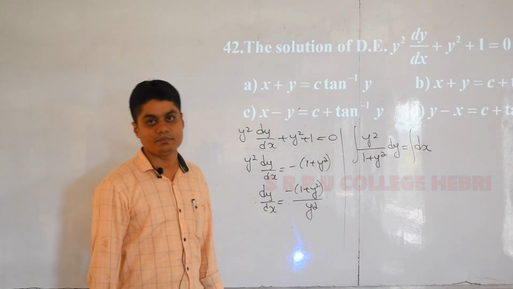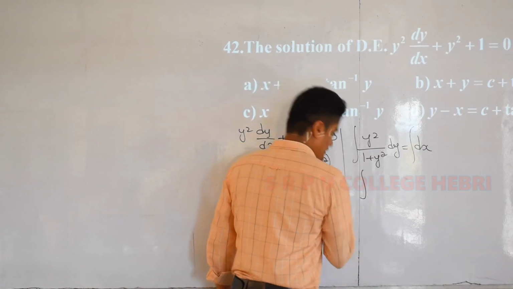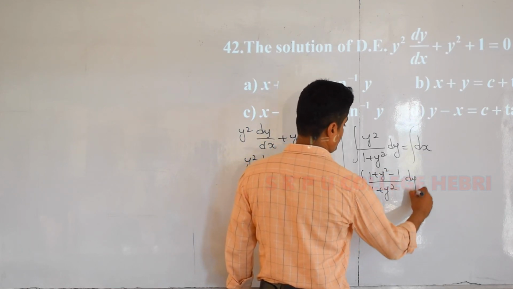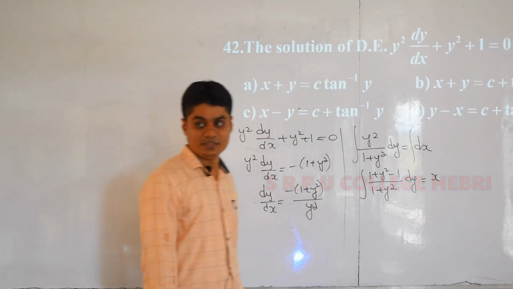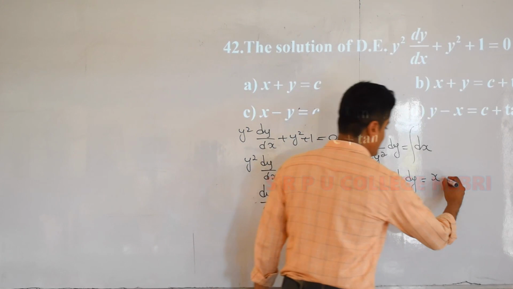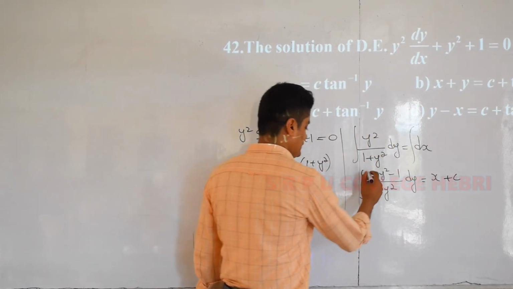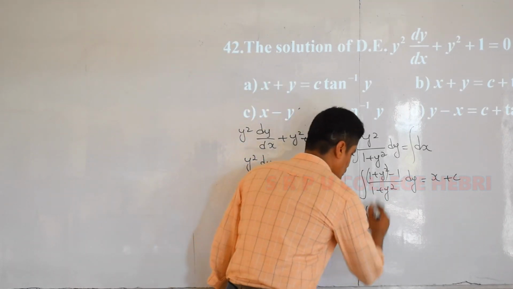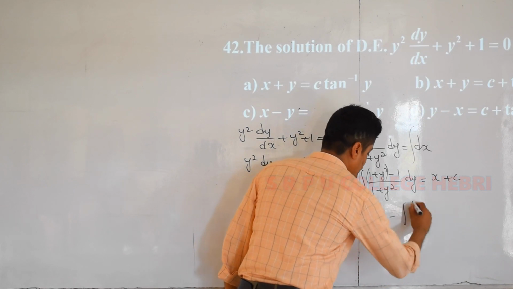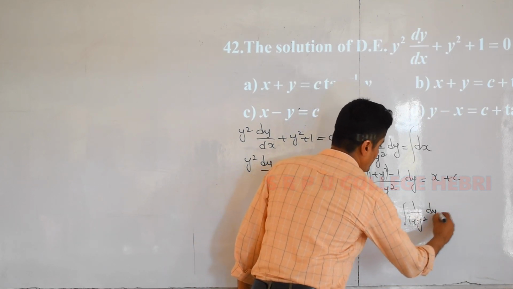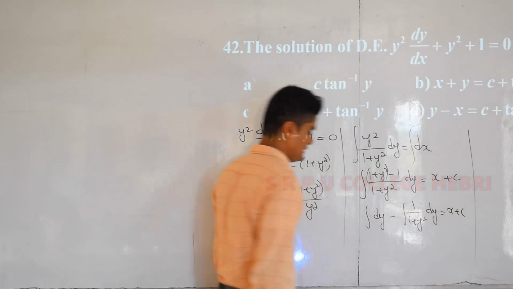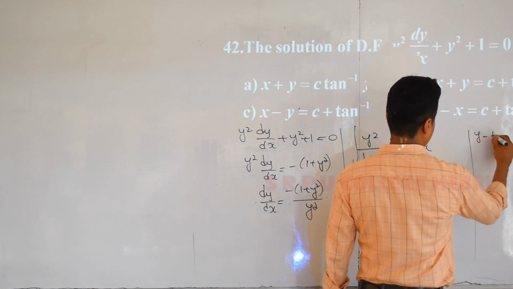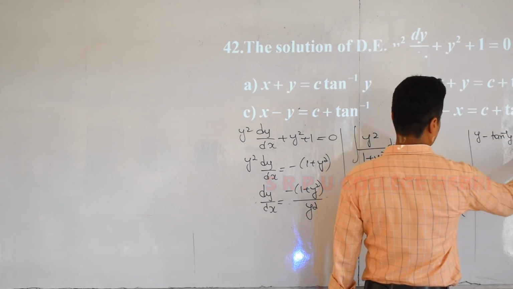How do you integrate this pattern, do you remember? Yes, to integrate this you should add 1 and subtract 1 in the numerator. The left hand side will be simple x; integration of 1 is x plus c. On the right hand side, add 1 and subtract 1 in the numerator. It will come like this. So this by this is 1 into dy minus 1 by 1 plus y square into dy equal to x plus c. Correct? What is the integration of 1 by 1 plus y square? It is tan inverse of y, equal to x plus c.